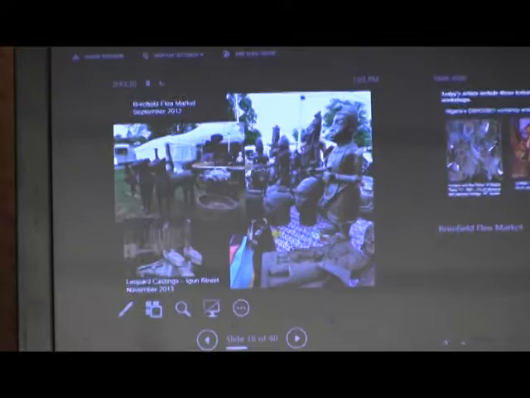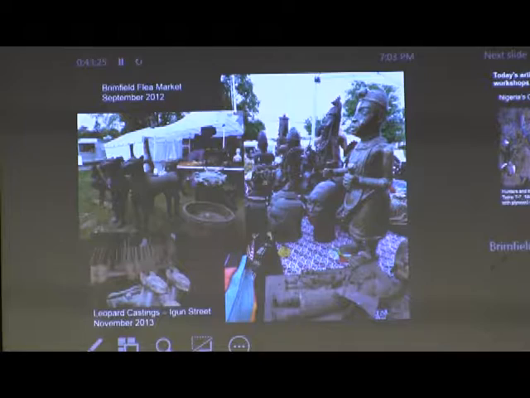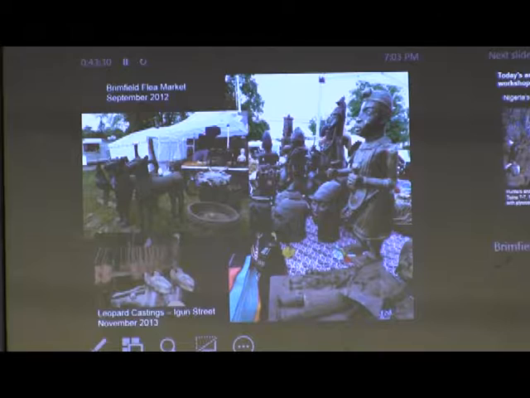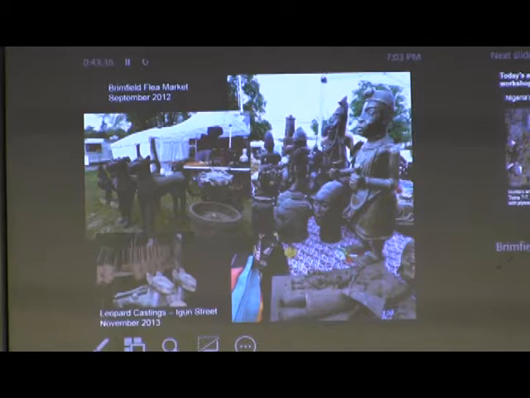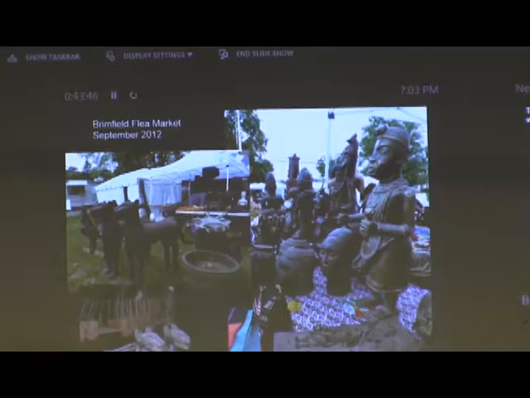This is Brimfield. I also photographed, last May, these leopards from the foundries in the workshops in Benin. Did you see that? Did you have a chance to do this? Now you can see the same leopards or the same types up here being sold by one of the African traders at Brimfield. I've been working with the traders now for 3 to 4 years, because I think their stories are interesting.